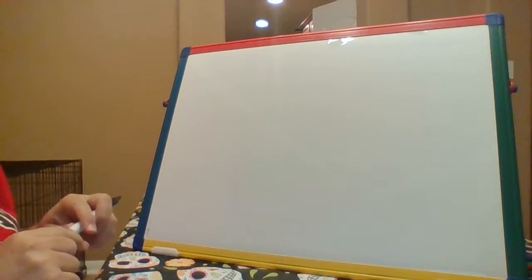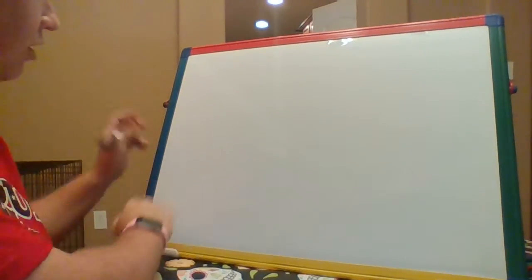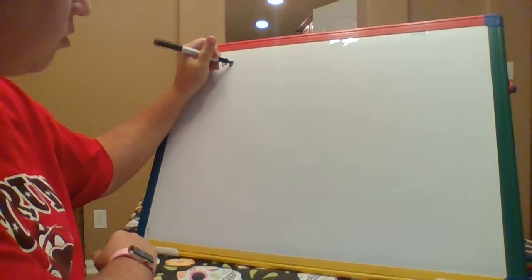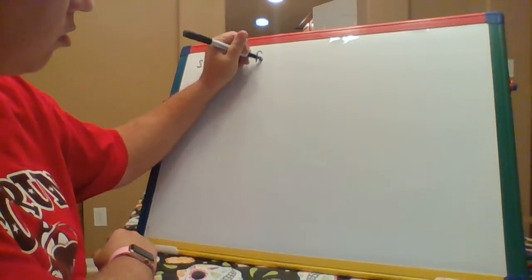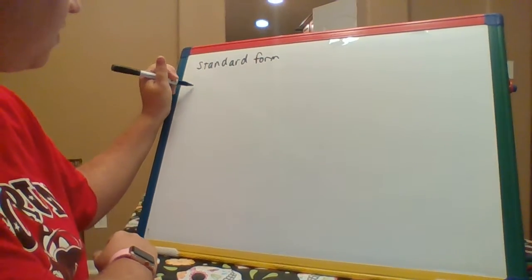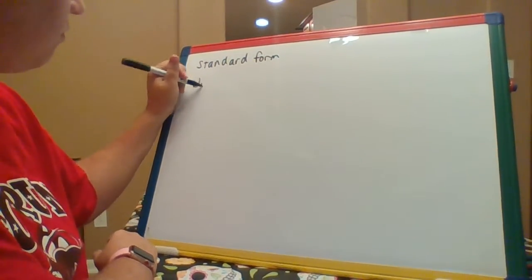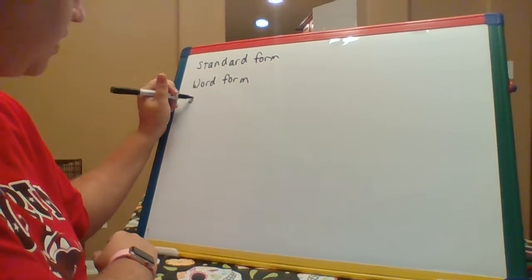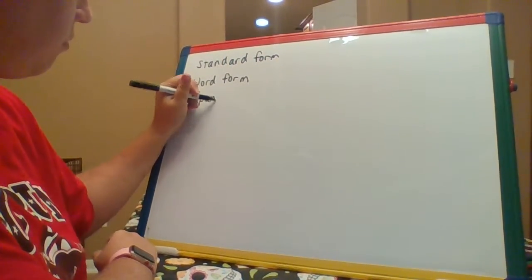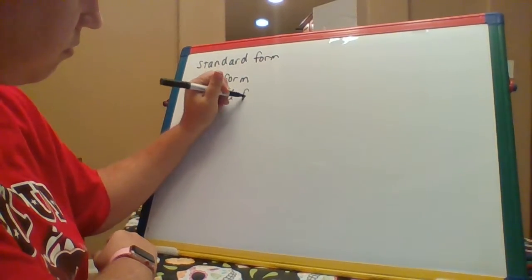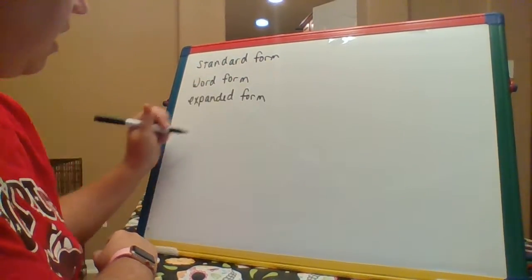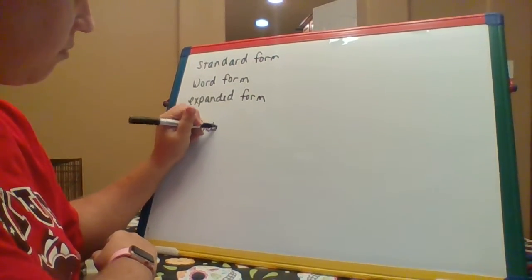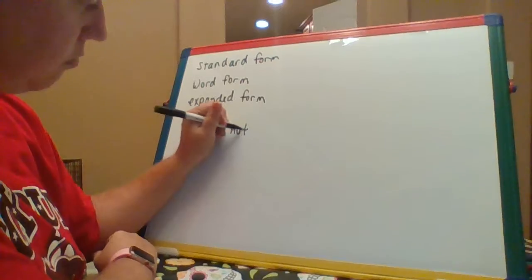All right, the next thing we're going to look at is ways that we can write our numbers. So we have standard form, we have word form, expanded form, and expanded notation.